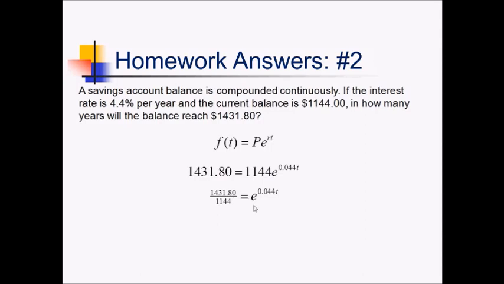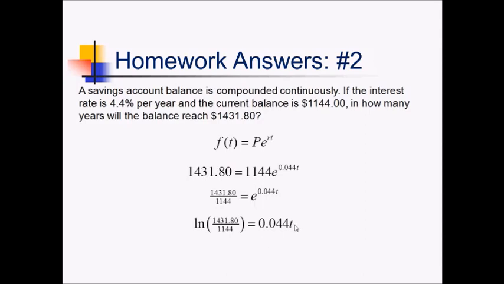Now when I do this, I'm going to use ln because the ln of e is 1. So I'll have ln of this fraction equals 0.044t times ln of e. But since ln of e is 1, I'm not going to bother writing it. I can just leave it out. So that saves me a little bit of time using ln instead of normal log.